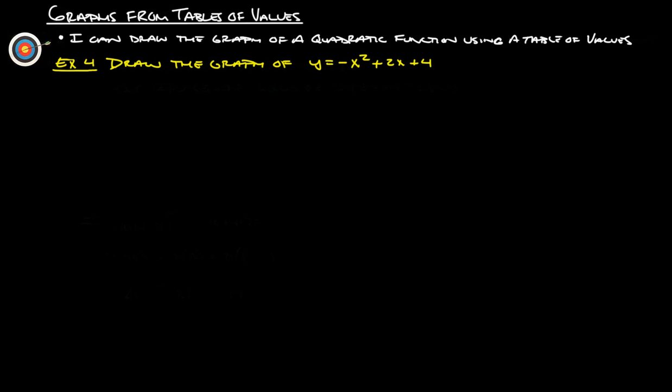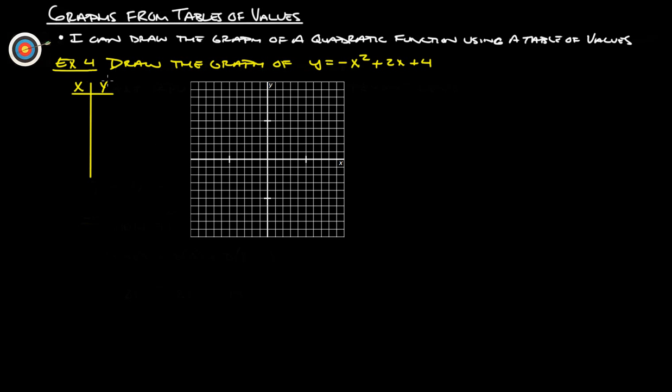So in order to do that with a table of values, first thing we want to do is make ourselves a table of values here, okay? Normally, when we're making a table of values, we do -2, -1, 0, 1, and 2. Let's see how well that works for us. And then the y is going to be this here. Sometimes I won't even write the y. Sometimes I'll just write what it equals. So I do negative x squared plus 2x plus 4. And then I just plug stuff in.